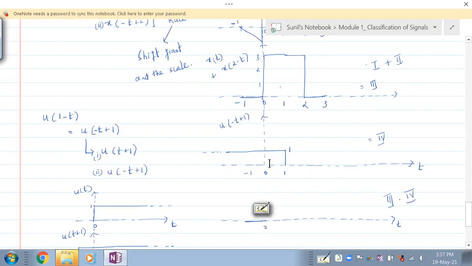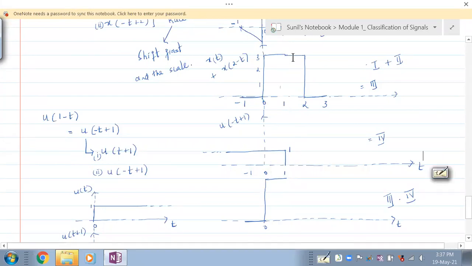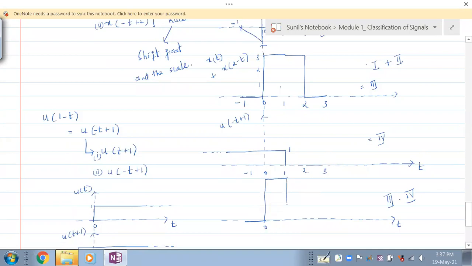And from 0 to 1 you have 1, and from 0 to 1 you have 3. So 3 into 1 would be 3. So you will have a signal like this from 0 to 1. From 1 to 2 this is 3, from 1 to 2 this is 0. So 3 into 0 would be what? 0. From 1 to 2 it is 3, but from 1 to 2 it is 0. That's why this signal would be 0 from 1 onwards.